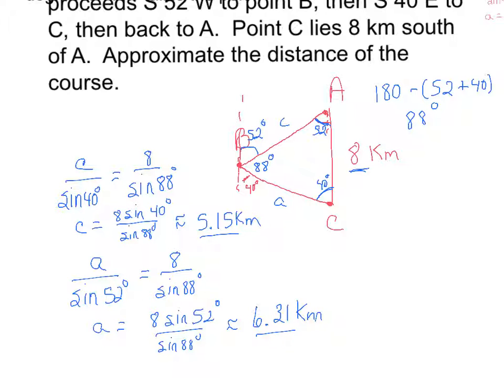So if we add those together, we're going to have the total course: 8 kilometers plus 5.15 kilometers plus 6.31 kilometers. 4, 5, and 6 is 11. 19.46 kilometers is the total distance of that race course.